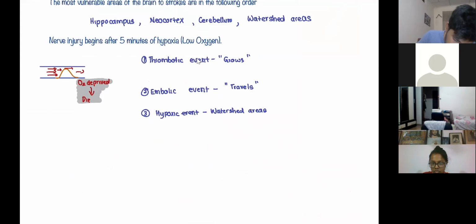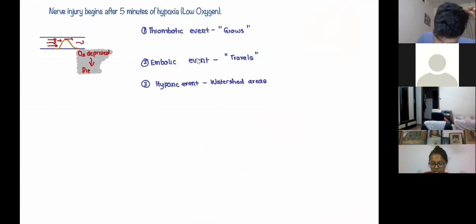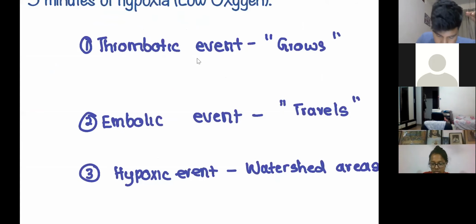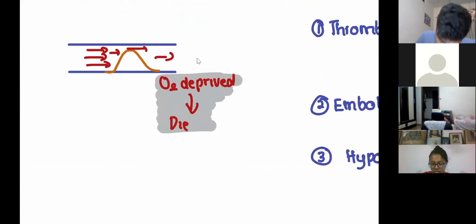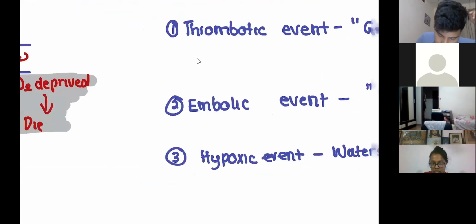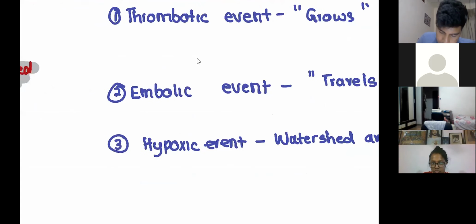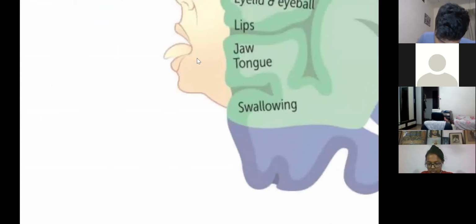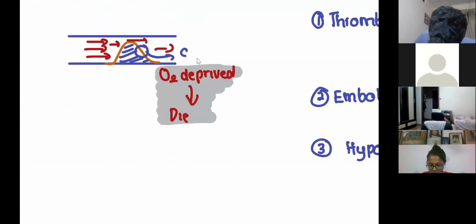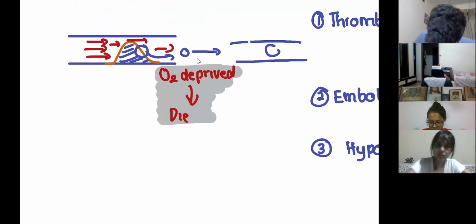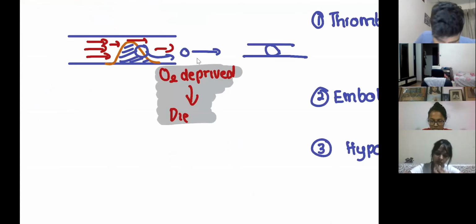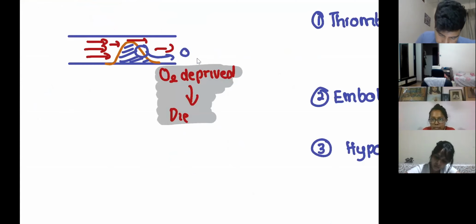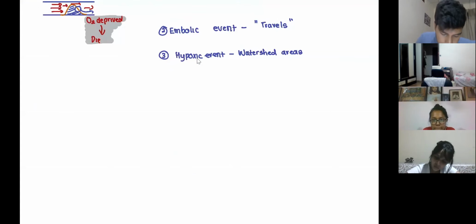Now, I will just tell you this. The treatment of ischemic brain injury. Okay, I didn't explain this properly. A thrombotic event means something that is growing. This vessel is going to be occluded by something that is growing. Same thing that happens in heart disease. Embolic event, something that travels. Let's say a part of this breaks off, it goes and blocks the blood supply in a small artery. So this area will die. That is called an emboli. I hope you guys understand this.